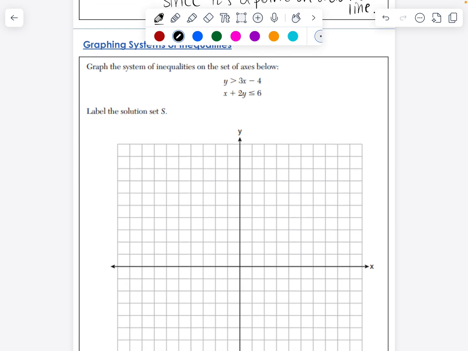So my first inequality is in the correct format. So this is all good, ready to go. My second one needs a little bit of work. So let's set this up and organize it so it's ready.